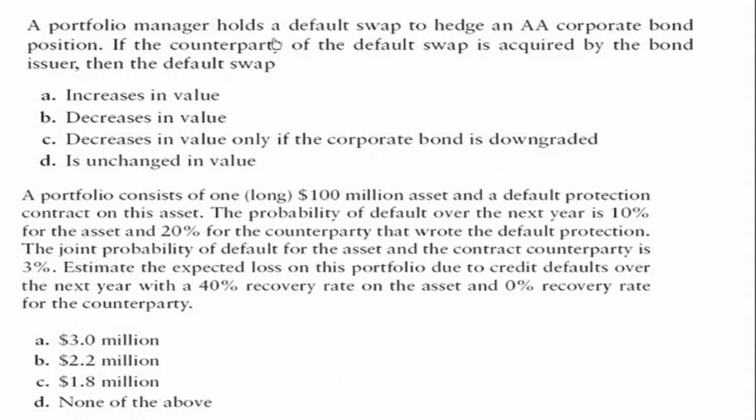A portfolio manager holds a default swap to hedge an AA corporate bond position. If the counterparty of the default swap is acquired by the bond issuer, then the default swap increases in value, decreases in value, or is unchanged in value.